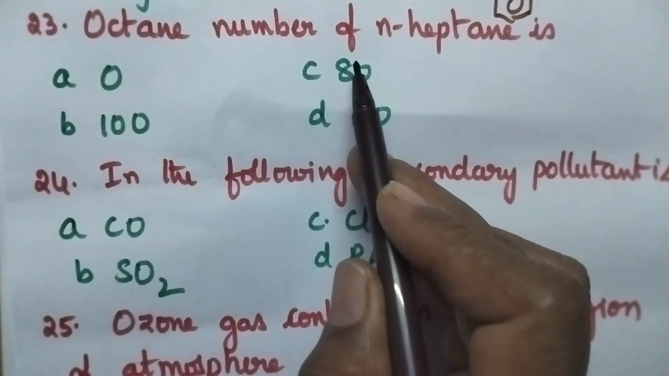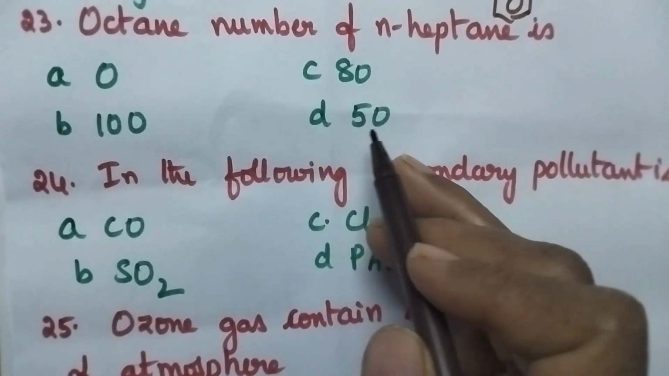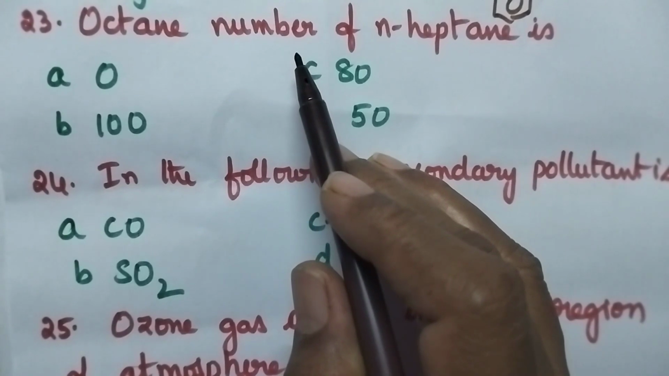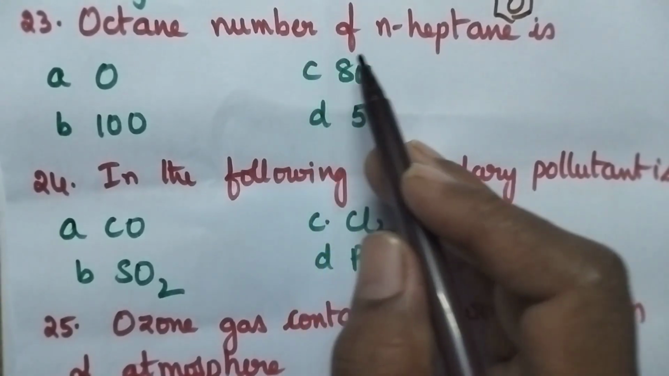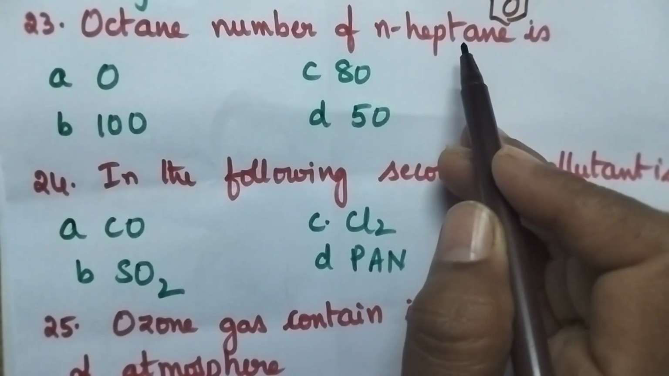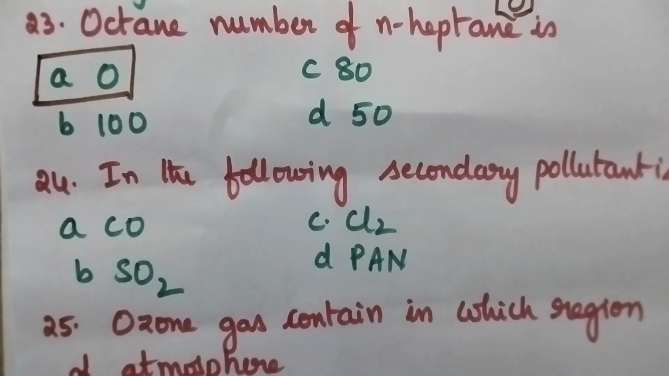Octane number of n-heptane is A. 0, B. 100, C. 80, D. 50. So octane number is used to measure the efficiency of petrol. Especially the branched hydrocarbons will have high octane number. Coming to the straight chain hydrocarbons, its octane number is 0. So option A, 0, is the right answer.